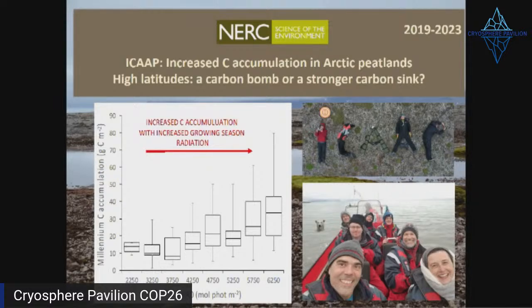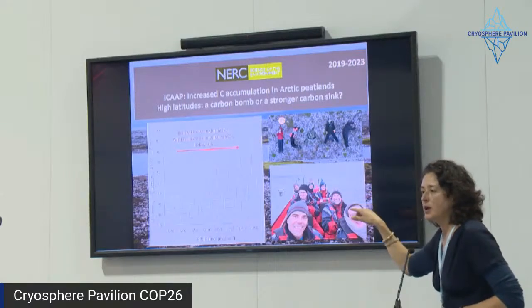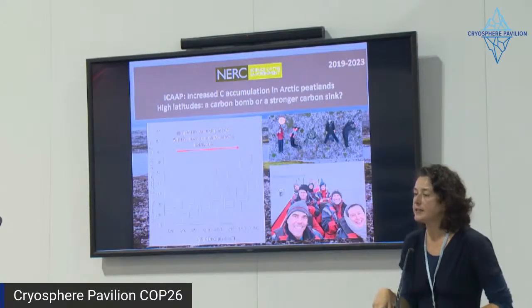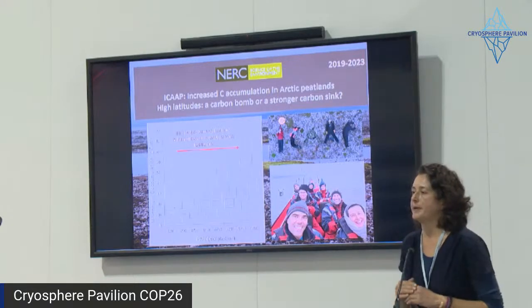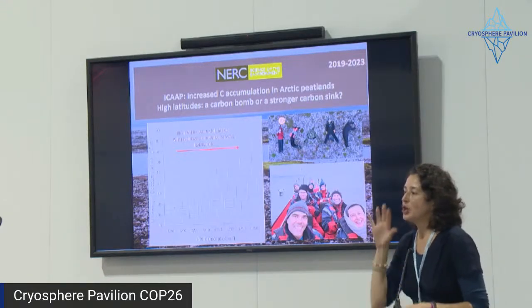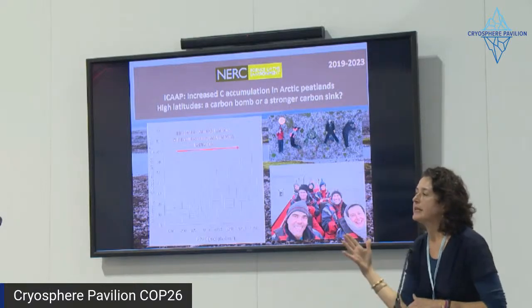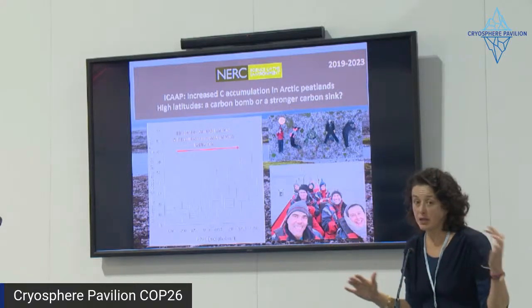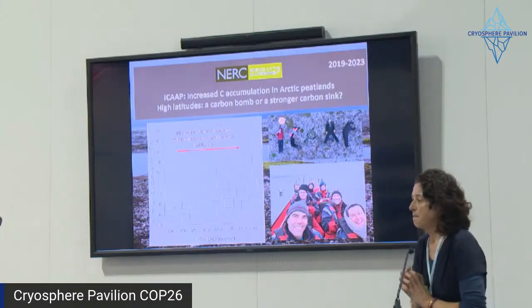So basically what this suggests is as the climate warms, those peatlands that Gustav is talking about may actually accumulate more carbon rather than less carbon. So we have this conundrum. On one hand, we know that they will release a lot of methane, but on the other hand, we think they may actually absorb more carbon.